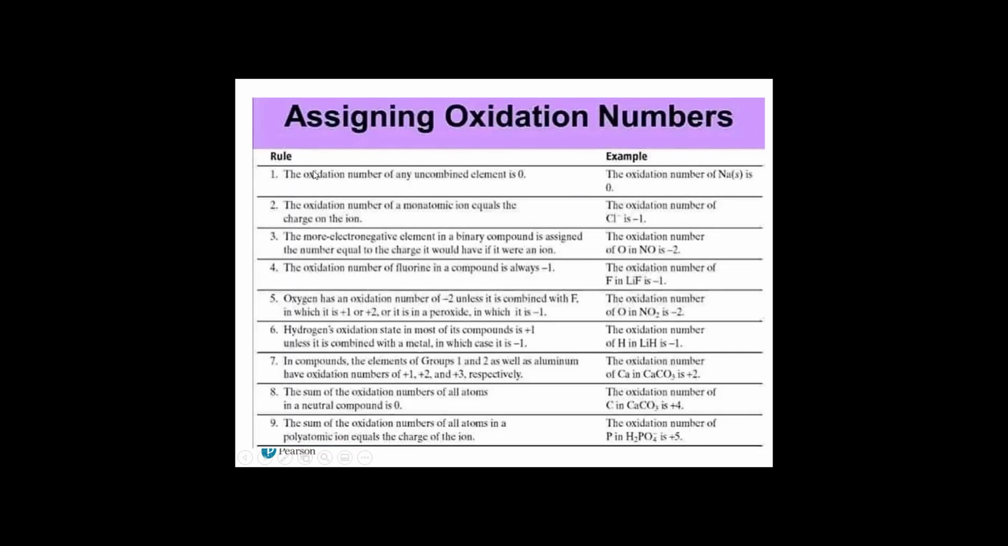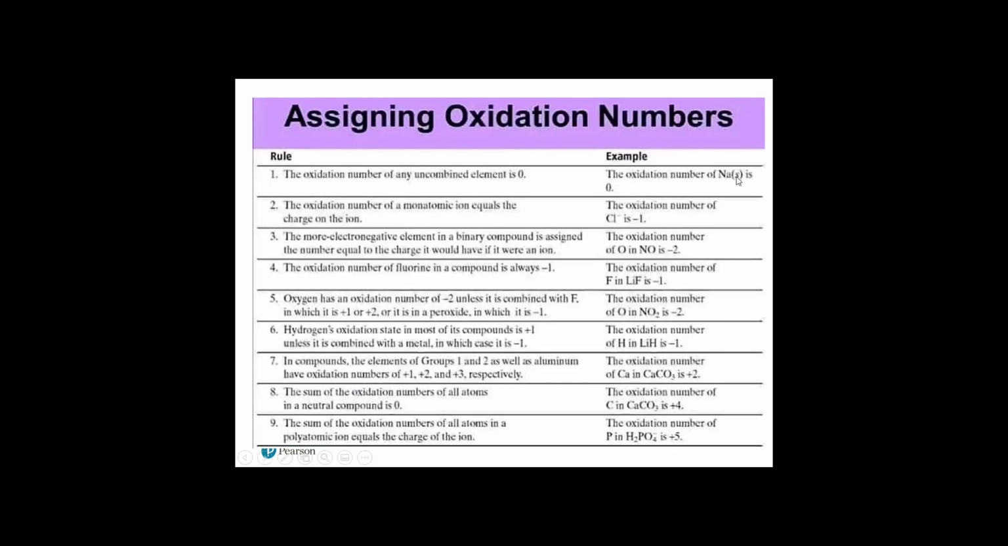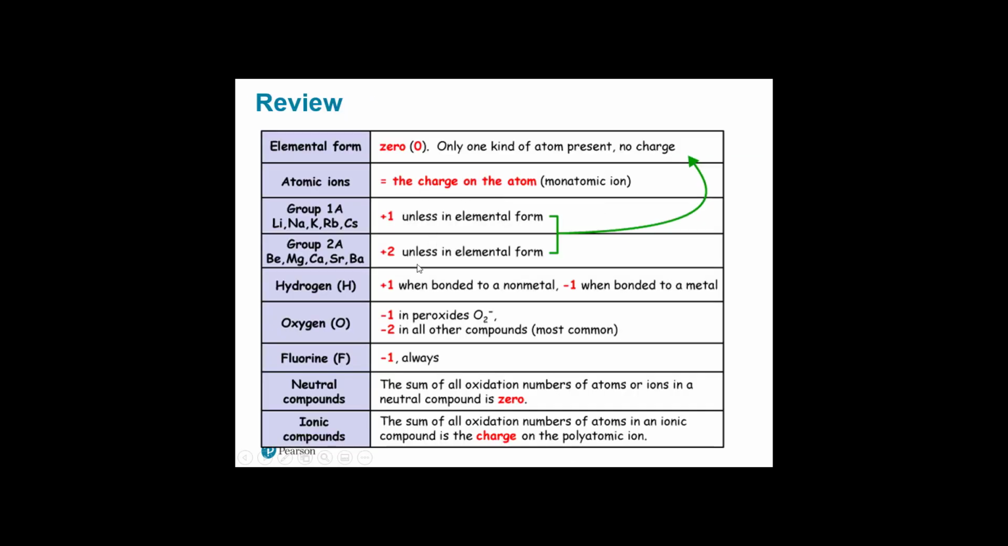So if we look here, the oxidation number of any combined element. Sodium by itself is a 0. Chlorine here is a -1, so you can see it's got a charge to it. It's a -1. Monatomic ion. Group 1, everything that's group 1 is a +1, unless it's in an elemental form. So for instance, sodium here is a +1, but if it's in a solid form, it doesn't count. And group 2 also is a +2, unless it's in its natural elemental form, which is a solid. Metals are solids at room temperature.